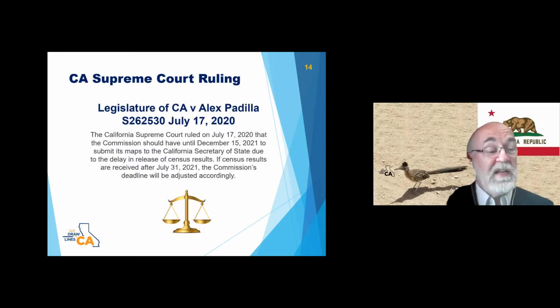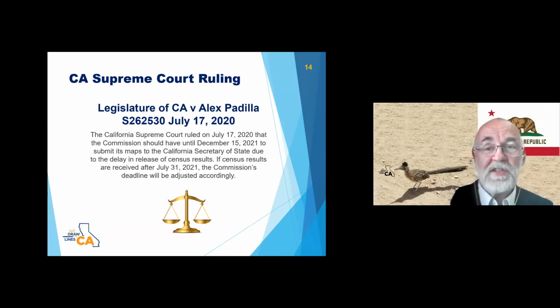Now, COVID has delayed many things, including the census data that we need to draw the district maps. The state constitution establishes an August 15th deadline for us to submit new maps. But in February, the Census Bureau announced that it would release redistricting data on September 30th. They later announced that they would release data in an older format in mid to late August.